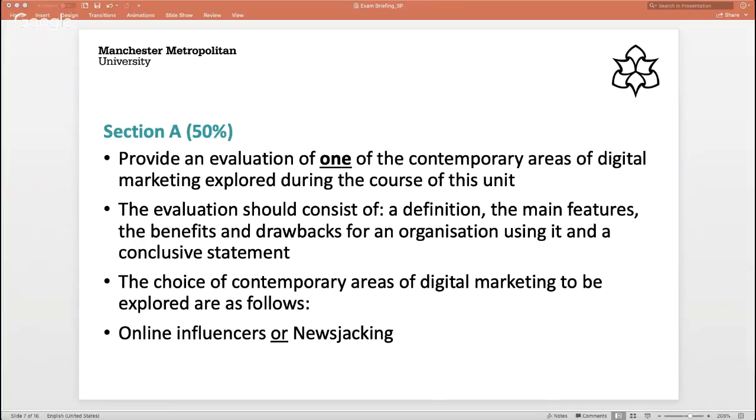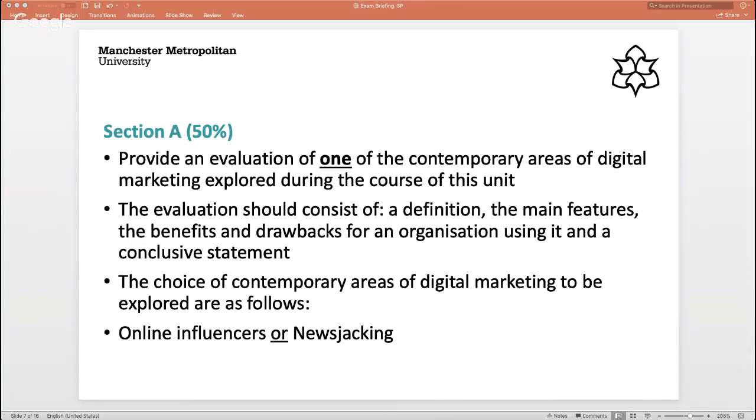You're going to be looking at online influencers or newsjacking, and you're going to be going through the definitions, the main features, the benefits, the drawbacks, and actually coming up with a conclusion. So you will get marks for a really good introduction that defines the topic, and a section on the main features of what these are. So for example, newsjacking, what are the main features of newsjacking? What's the difference between good online public relations and actually jacking some news? And what are the drawbacks and what are the benefits?